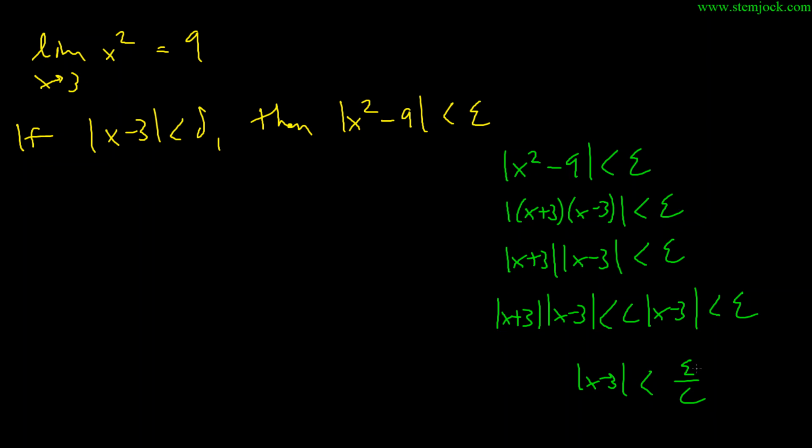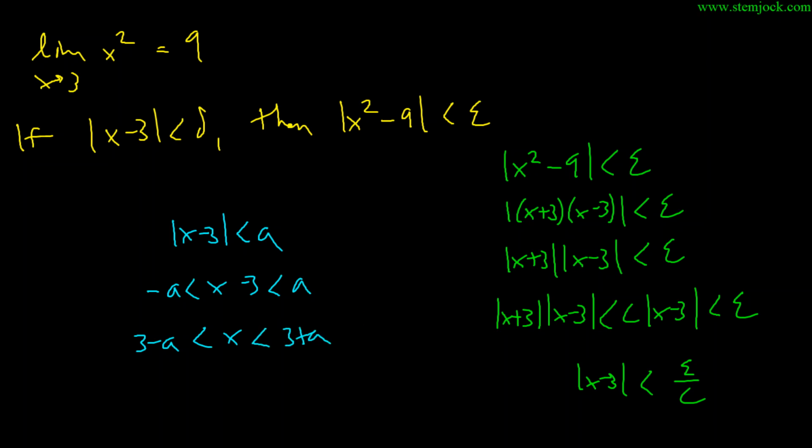And so one choice of delta is going to be epsilon over c, but we don't know what c is, so we have to consider the set of points on the x-axis that are within a distance a from 3. That is represented by absolute value of x minus 3 less than a. Our goal now is to solve this inequality for x. So this is negative a less than x minus 3 less than a. We solve for x by adding 3 to all sides. So this is 3 minus a less than x less than 3 plus a.